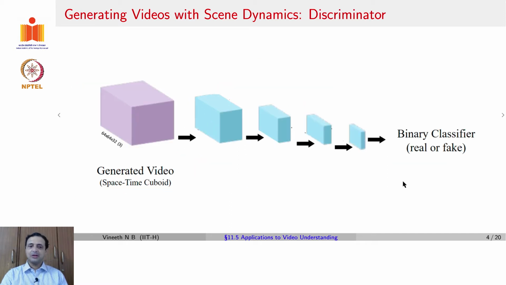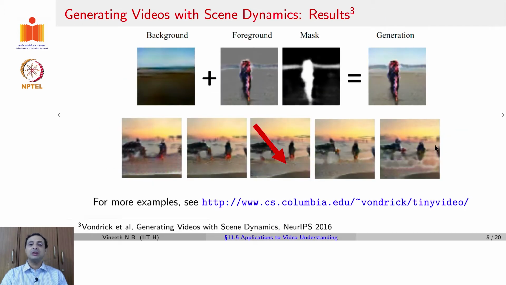What about the discriminator? The discriminator is the standard discriminator in a GAN, where this generated video is downsampled over a series of layers, and the last layer has a binary classifier which says whether the video was real or fake. And the loss function remains the same as a standard GAN, and now we are able to generate videos with scene dynamics. Here you see snapshot examples of videos.